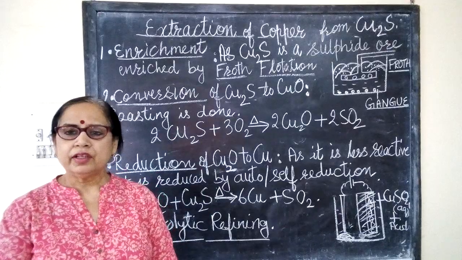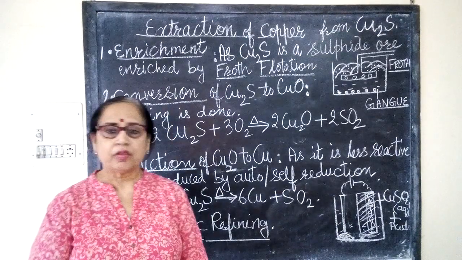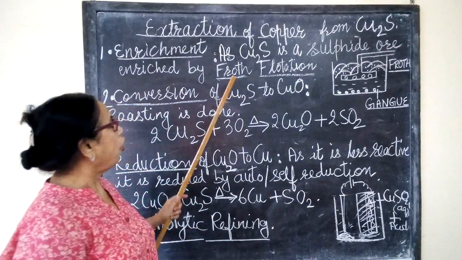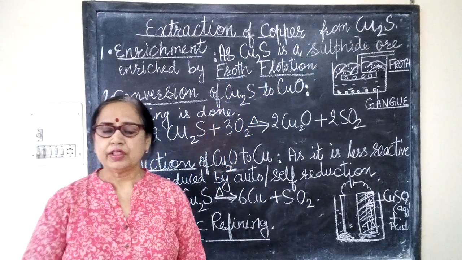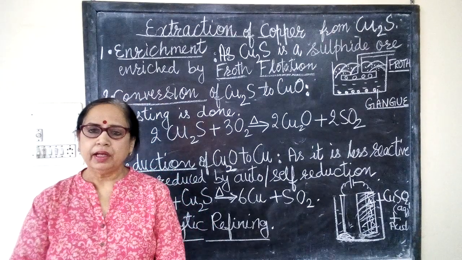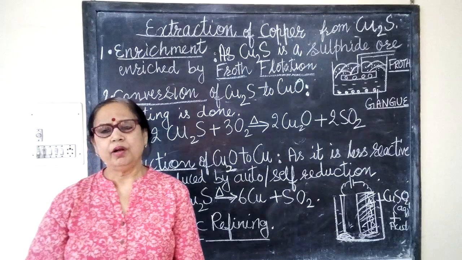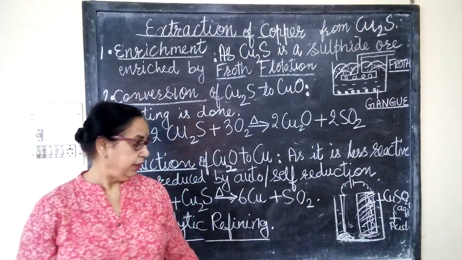When we have to enrich the copper sulfide ore, we do it with the process of froth flotation. In this process we take the powdered ore, mix it with water and add a small amount of pine oil, and this mixture is called a slurry.